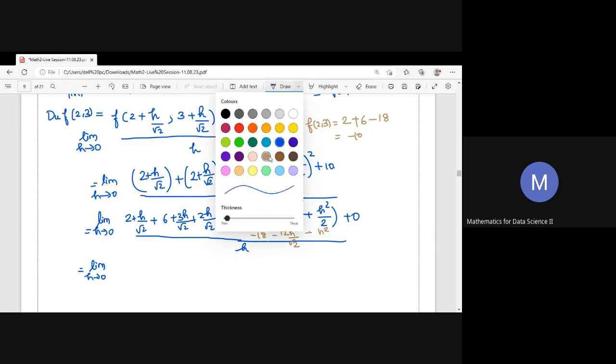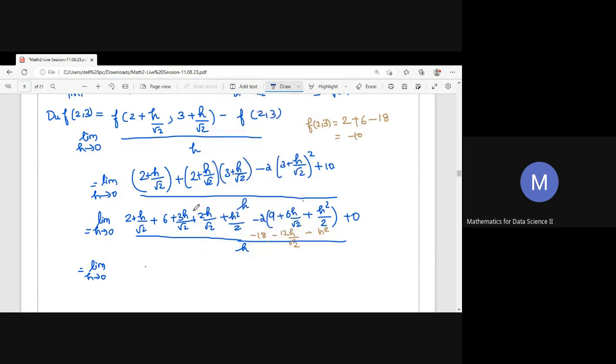So now we can simplify easily. Let us first collect all the constant terms. What are you getting? It is 8 minus 18, so minus 10. Right? Minus 10 is correct. Fine. And then collecting all the coefficients with h, actually it is h by root 2, you have 1 plus 3 plus 2 and then here minus 12.